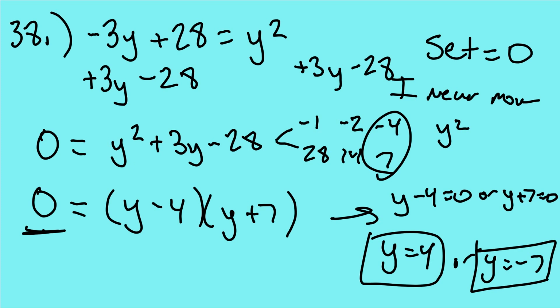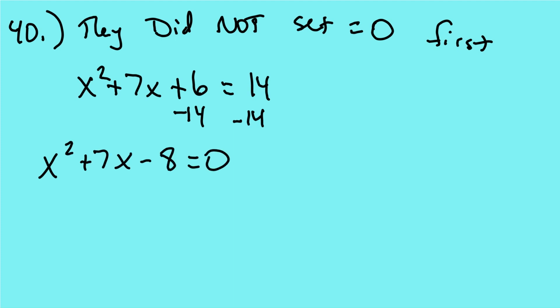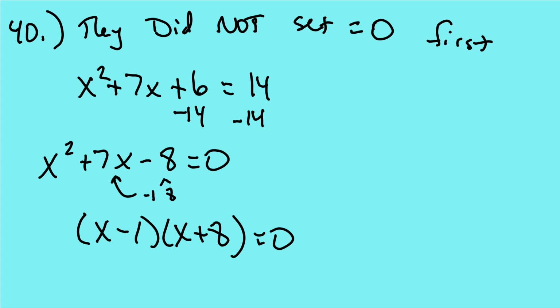And that's it. All right, in 40, they did not set equal to 0 first. That's the book's mistake. So the first thing you have to do is you have to minus 14 from both sides. So you are not allowed to break down the way they did. So I have to write it as x squared plus 7x minus 8 equals 0. Now when I factor it, negative 1 and positive 8 will add to be positive 7. So this factors to x minus 1, x plus 8 equals 0. Remember, I factored the first term, x and x.